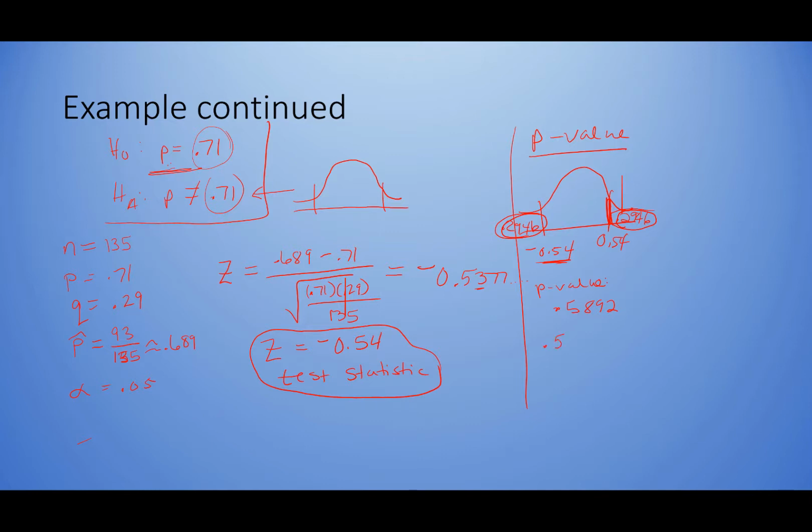So I have to decide, 0.5892, I'm checking, is that lower than my alpha value? Well, if I come back over here to my list, my alpha value was 0.05. Well, 0.5892 is not less than that. So in this situation, we would fail to reject our null hypothesis.